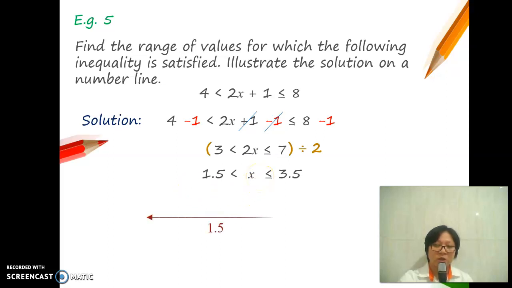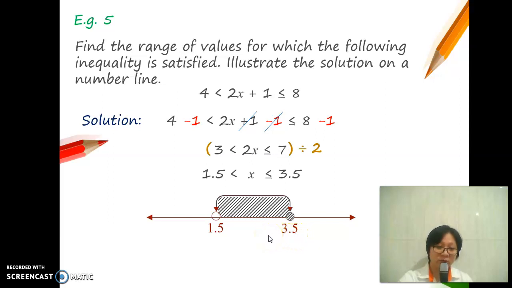Now we can use the number line to illustrate the solution. Okay, you can use only two numbers here, 1.5 and 3.5. And then use the open circle for the 1.5 and closed circle for the 3.5. And then draw arrows, shade the region between 1.5 and 3.5. Again, you can check whether your answer is right or wrong by picking a number between 1.5 and 3.5. Check whether the solution is correct or not.